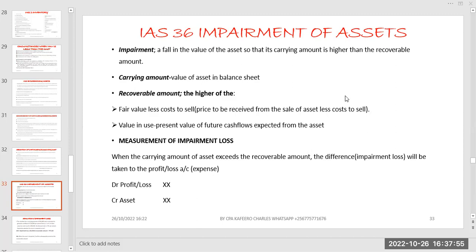If we do the remeasurement, we have to record at the new fair value remeasurement, or whichever figure we shall be getting as the recoverable amount. So having known those ones, we can proceed to the next slide, and we'll try to look at what is there for us.